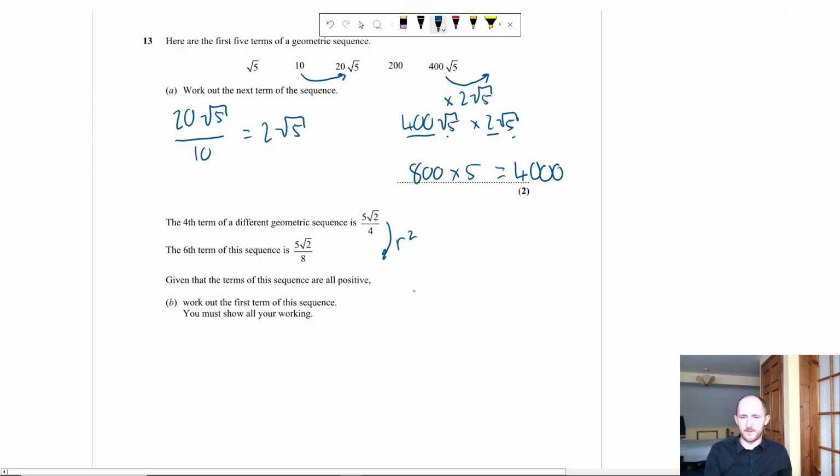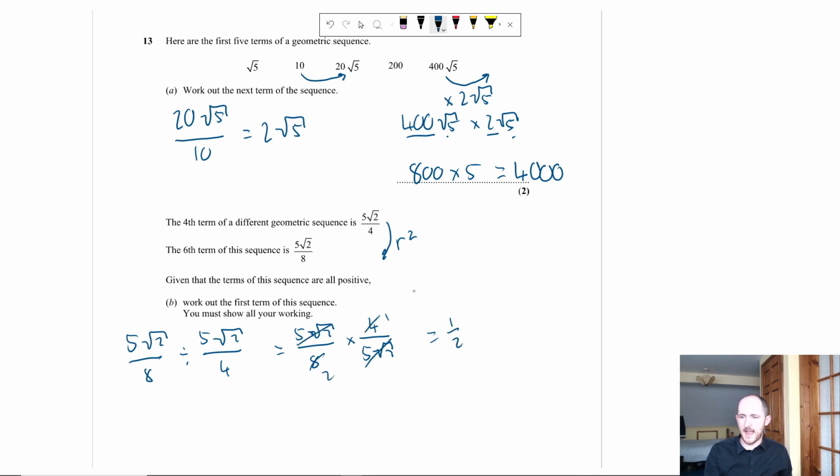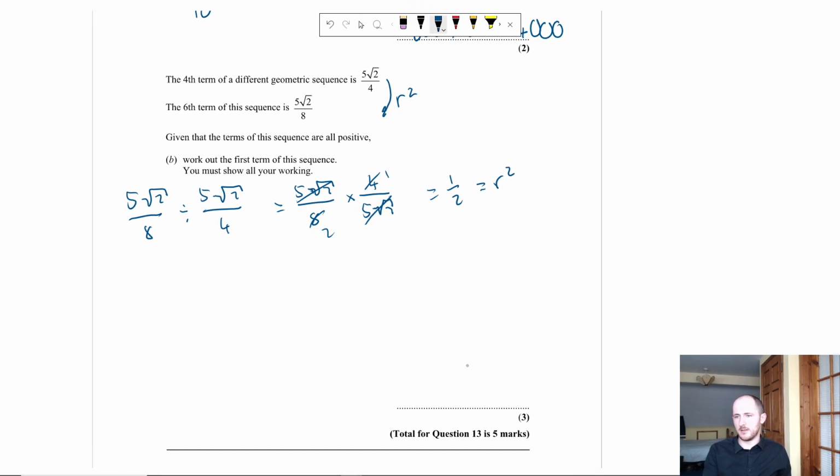So in other words, if we do 5 root 2 over 8 divided by 5 root 2 over 4, which would be 5 root 2 over 8 times 4 over 5 root 2. So those cancel, this cancel comes 2, that becomes 1, it's a half. And that is the common difference squared. That is the ratio squared, okay? So if I square root that now, we get, of course, 1 over root 2, which is just going to be root 2 over 2.